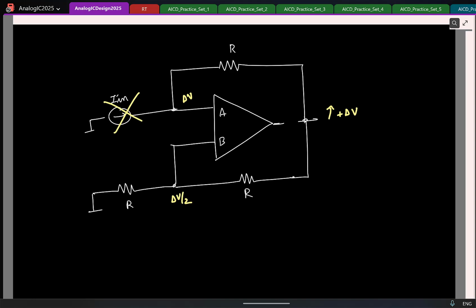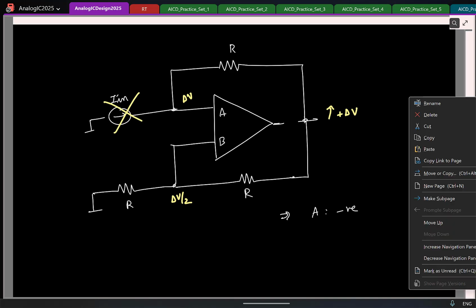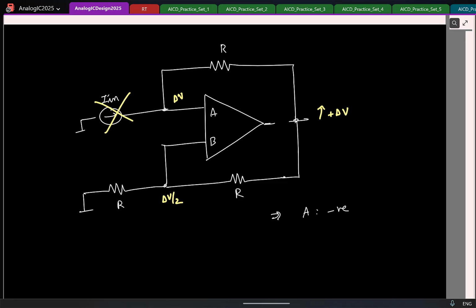If the overall feedback should be negative, now if I increase this voltage, what should happen to this voltage? It should decrease. So what should be the correct signs for A and B so that the output voltage decreases? What should be negative? A should be. So the only possibility is for A to be negative. So the correct assumption is, the correct sign is A should be negative and B should be positive.